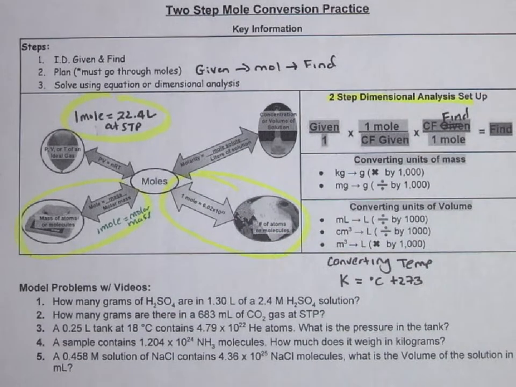Now, before we get into the model problems, I want to go over the key information that's here. First off, in a two-step mole conversion problem, what you are asked to do is to convert from a given amount of a substance to a different amount of that same substance. Now, what makes this a two-step mole conversion problem is that both your given and what you're asked to find, those amounts, will not be in moles, but you have to go through moles to find them.